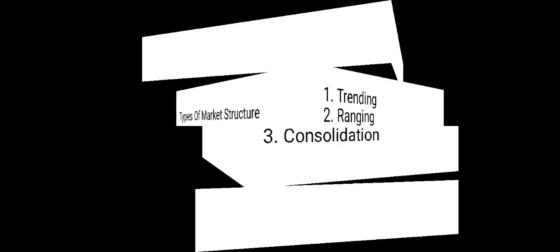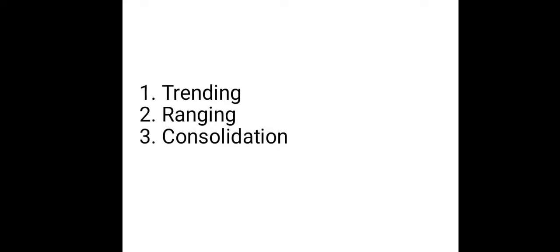Now folks, there are basically three types of market structure. Here are the three types of market structure: trending, ranging, and consolidation. Now I know most of you are familiar with these three terms, but I'm going to explain them to you in a more advanced and more institutional way.